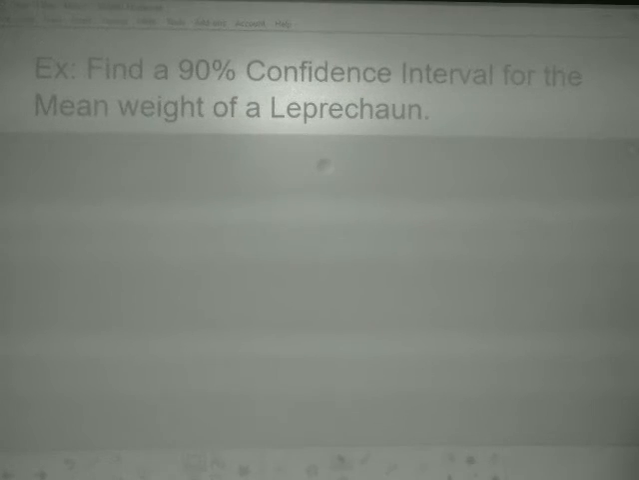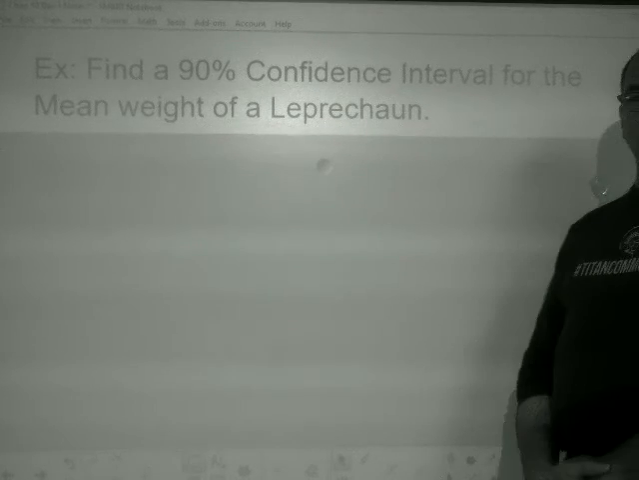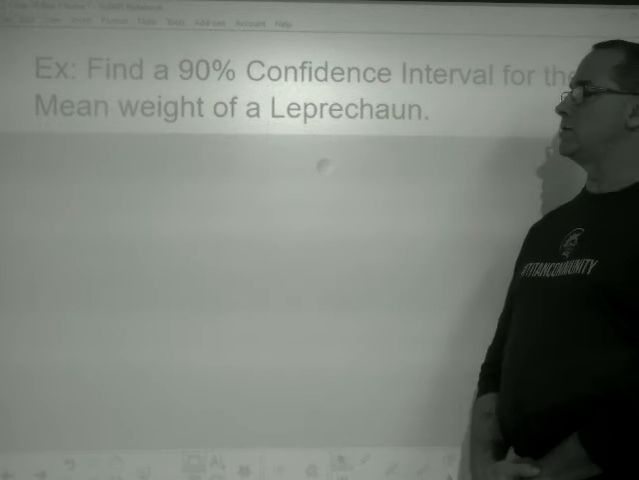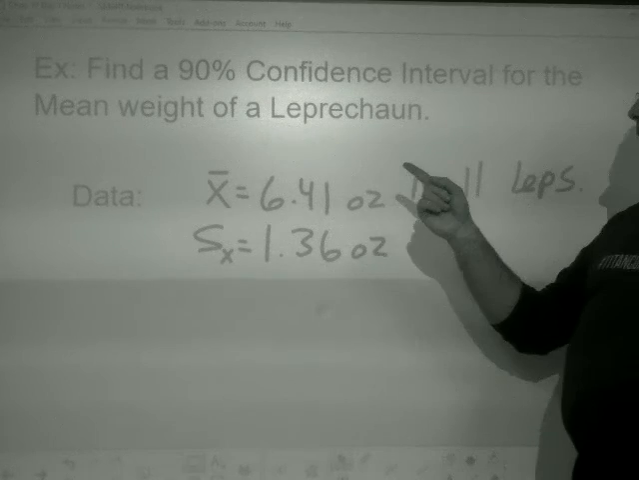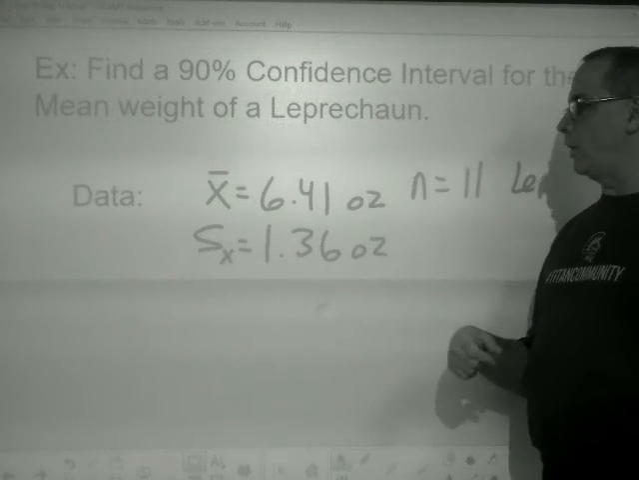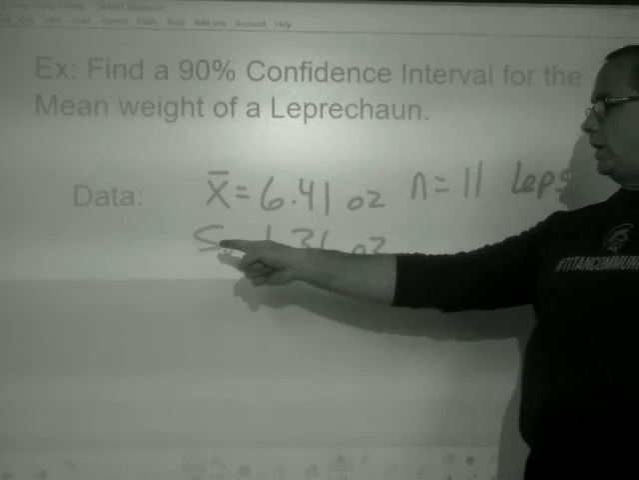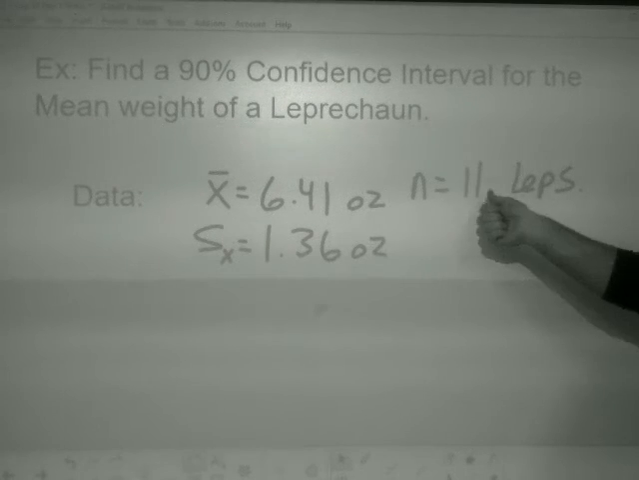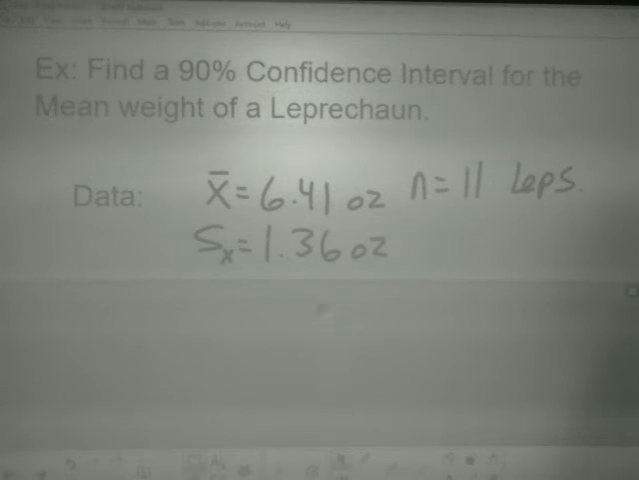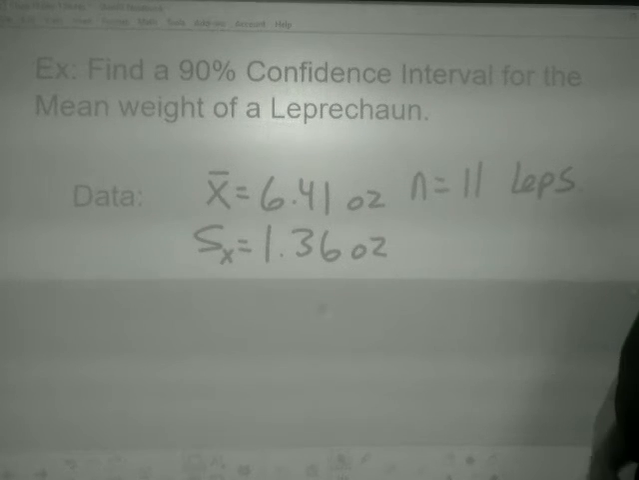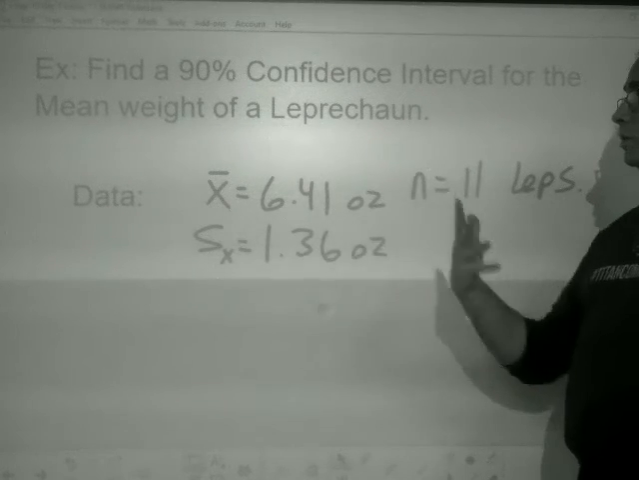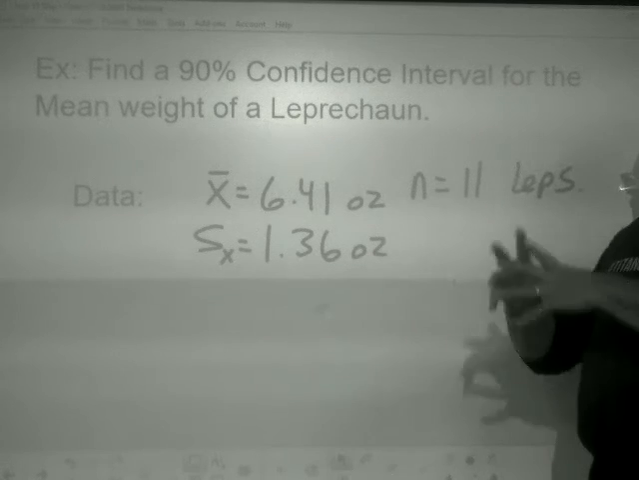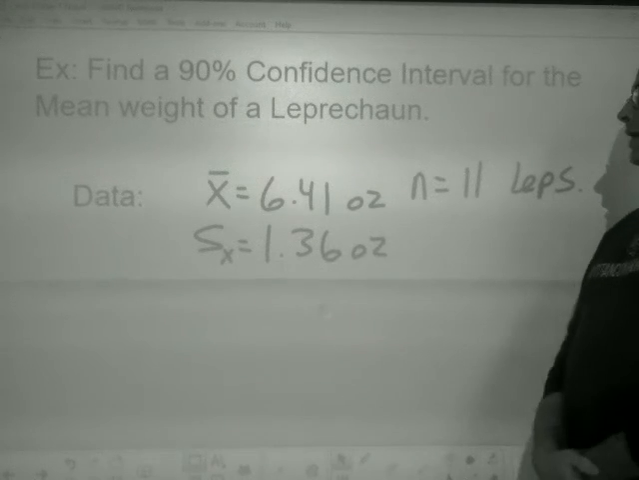Find a 90% confidence interval for the mean weight of a leprechaun. I went out over St. Patrick's Day and took some data of a bunch of leprechauns that I knew. What did I find? I found a mean of 6.41 ounces, a standard deviation of 1.36 ounces, and I did 11 leprechauns; I abbreviated it as leps because I couldn't fit leprechaun in. This is what my data told me. You don't have the actual data values; these are the statistics from that data.